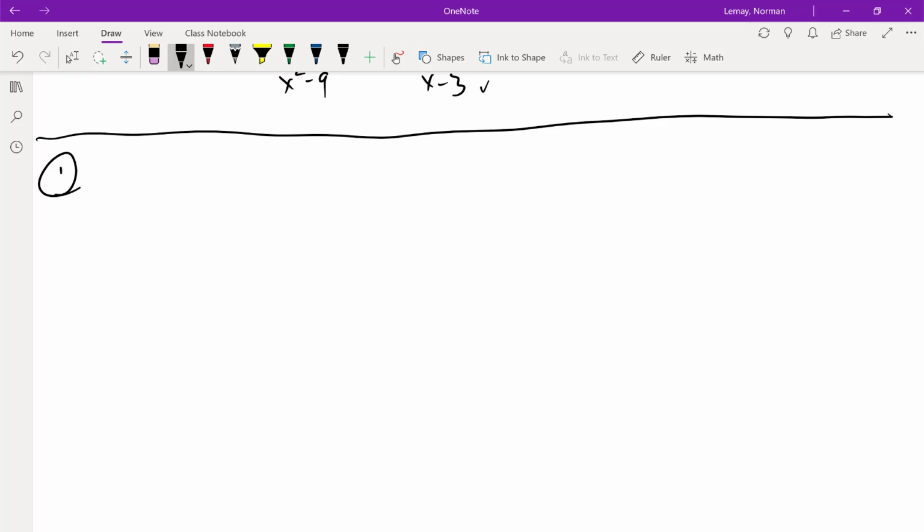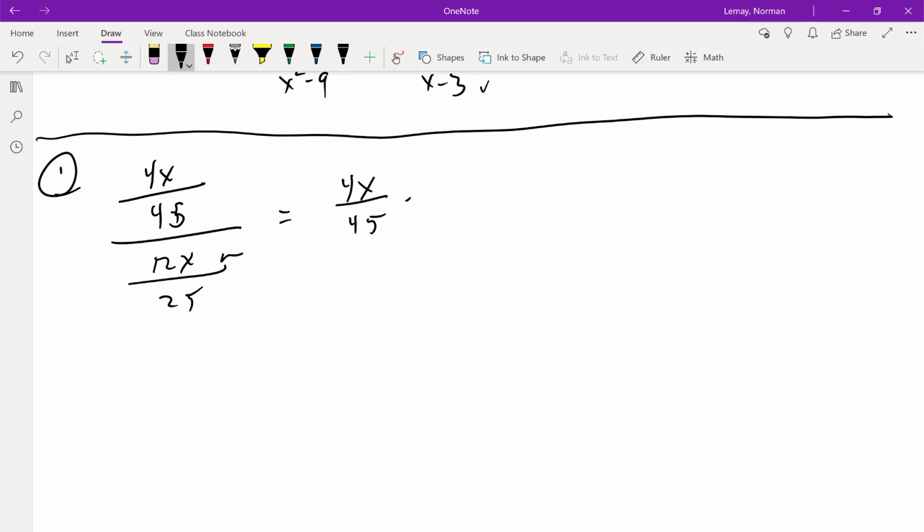All right, so our first example here is 4x over 45 divided by 12x over 25. So here it's already in the form of a fraction over a fraction. So we know we're just going to rewrite the numerator as 4x over 45. And here we have to flip-flop. So 25 over 12x. And now it's just simplifying.